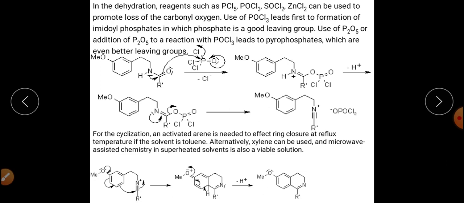dihydroisoquinoline, from which you can also get the isoquinoline, in which there will be a double bond between this carbon and this carbon. So there will be a double bond here. So this is the Bischler-Napieralski reaction for the synthesis of dihydroisoquinolines and isoquinolines.